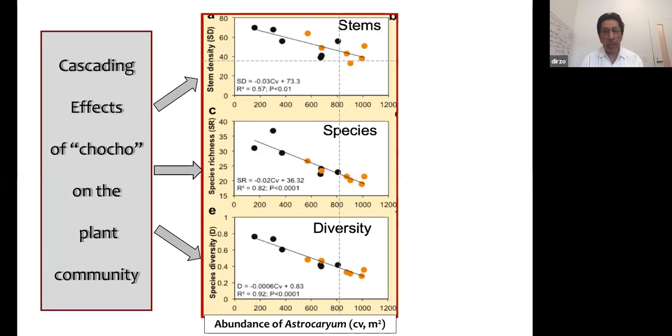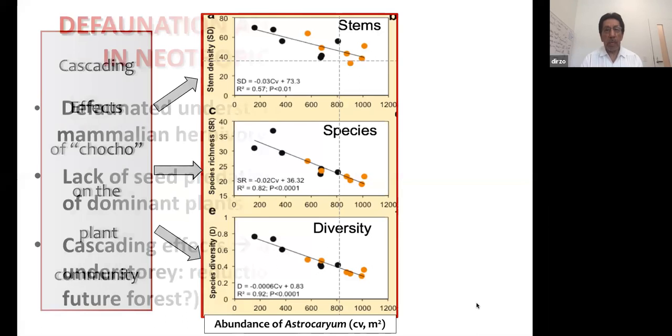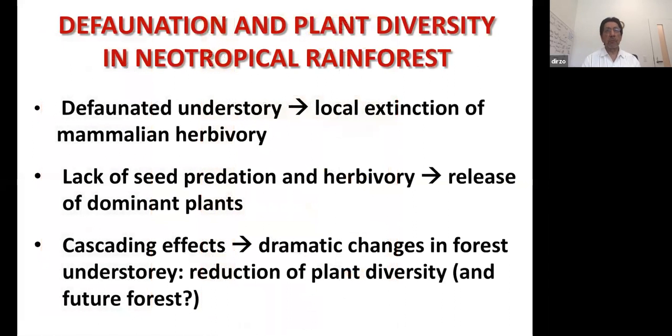As you can imagine, it would be interesting to analyze what happens with the forest of the future, given these trends that we see in the understory today. So let me summarize the salient points of this example of deformation in tropical plant diversity in this particular case. First of all, we have seen that a deformated understory can lead to the extinction of ecological processes. In this case, we're talking about the extinction of mammalian herbivory. But as I said, herbivory is just the tip of the iceberg of many other processes that come with it.